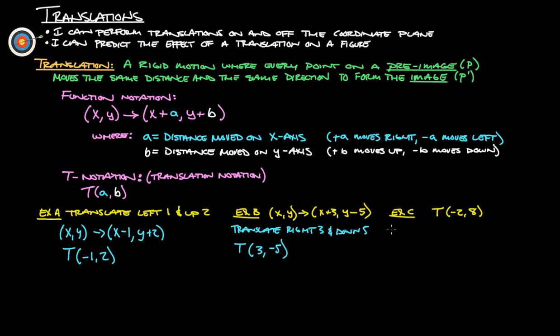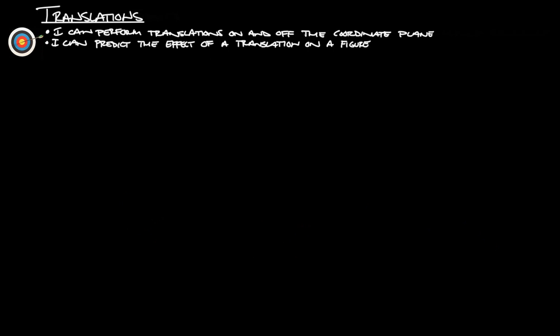And then starting in T notation, we can explain it and then put it into this function notation here. So this is going to translate negative 2, which is left 2. And then it's going to go up. Since it's positive, it's going to go up 8. And then that would be (x, y) translates to (x - 2, y + 8). All right, let's look at some of the examples from our textbook, shall we?